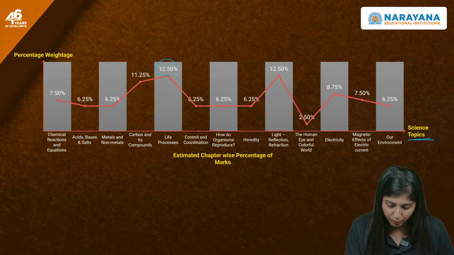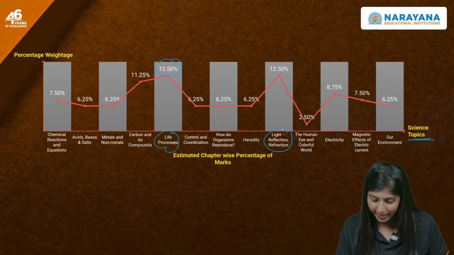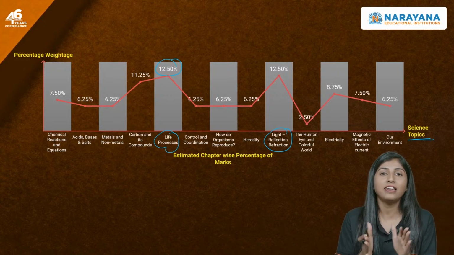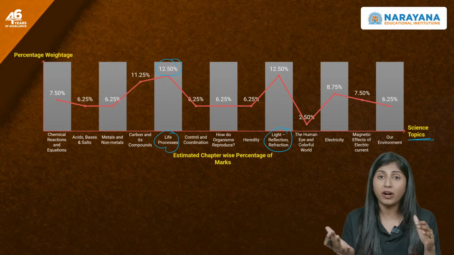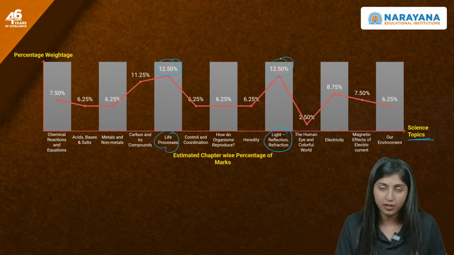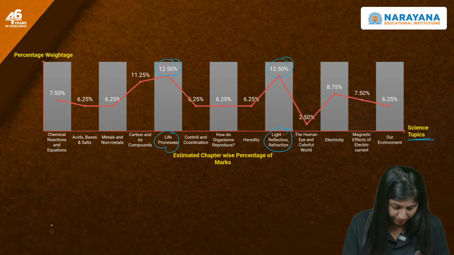We see 12.50%. कौन सा चैप्टर है भाई? लाइफ प्रोसेसेस, बायोलॉजी, very important. Similarly light, this is the chapter that I've been telling time and again कि भाई light is something that you can't take lightly, right? So light has always been one amongst the top scoring subjects. So light को तो ध्यान रखना है. Again it has 12.50%.